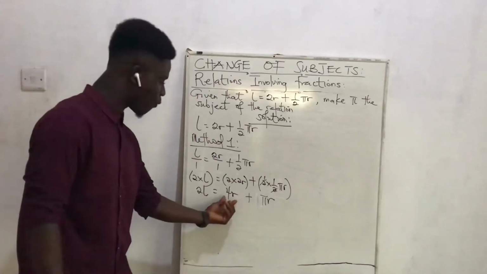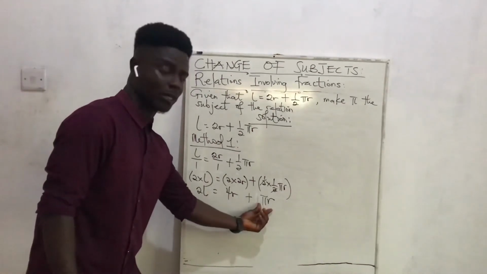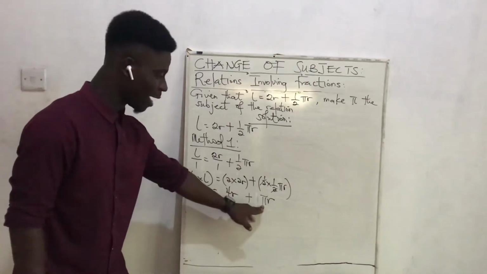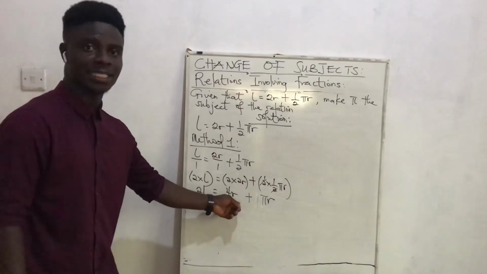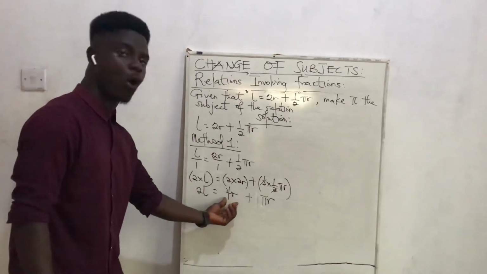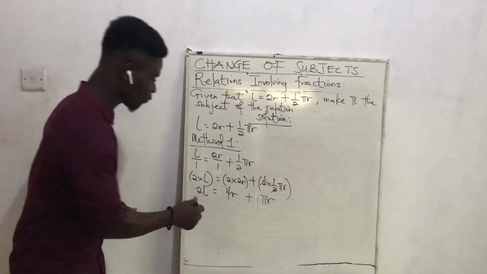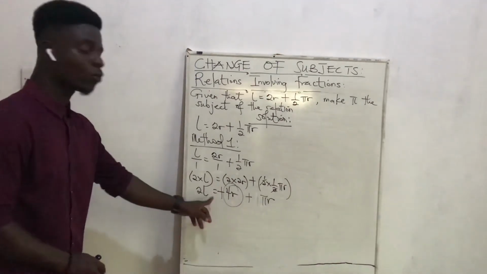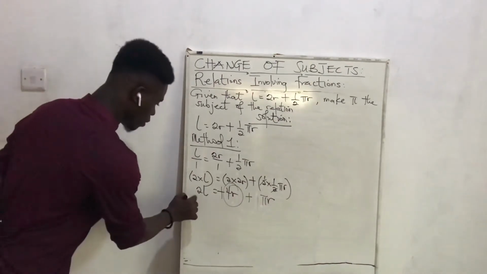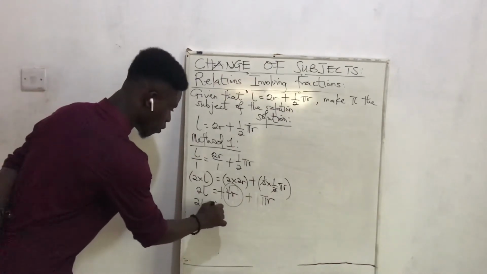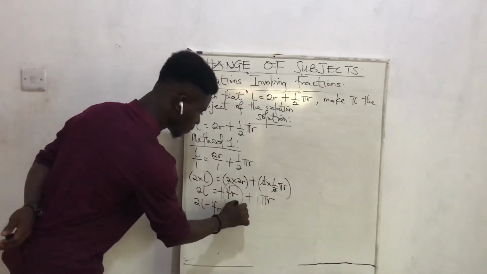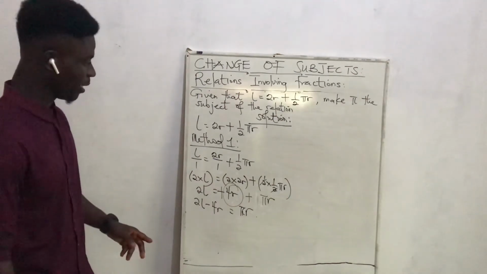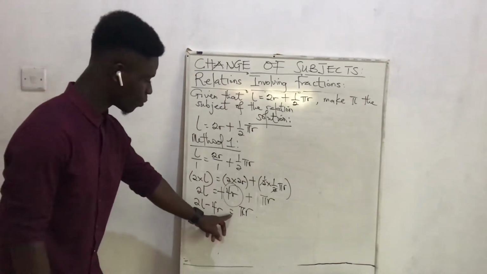Now you can see that 4R is adding itself to pi R. So now we are adding. I want pi. I have to first eliminate this guy here. So I have to send this 4R to the left hand side. This 4R here is positive. So when it crosses the equal sign, it becomes negative. So I have 2L minus 4R equals pi R.